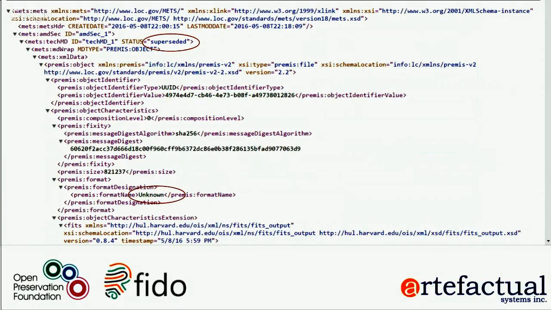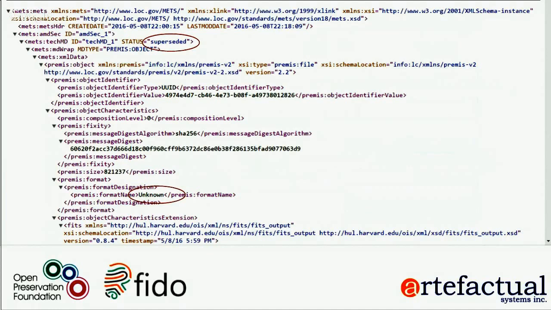So the first time that it was processed and placed into storage, file identification was skipped. And when it was re-ingested, Fido was run for format identification. So the bottom circle that you see in the XML there, where it says format name unknown, this is because the format identification was skipped, so Archivematica has no way of recording what file format it may be.